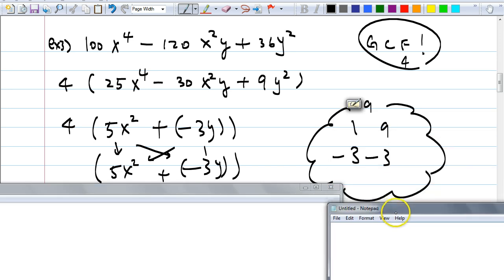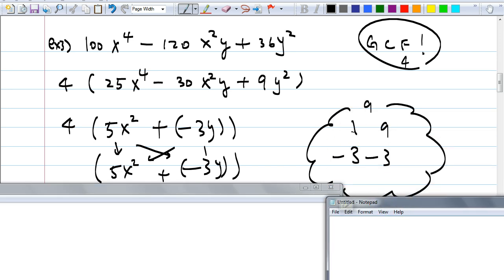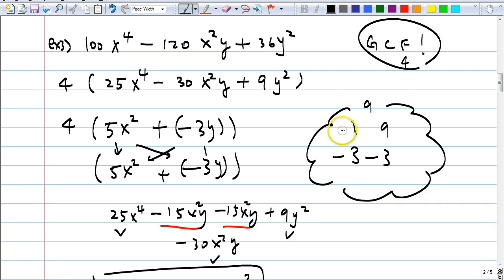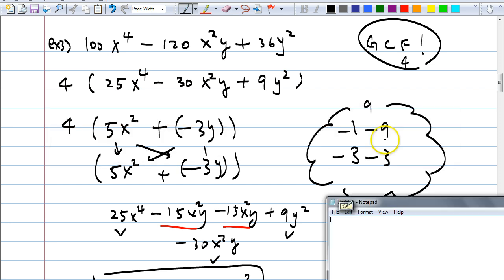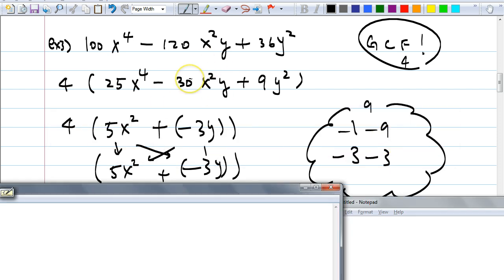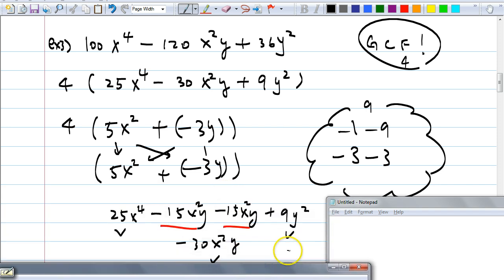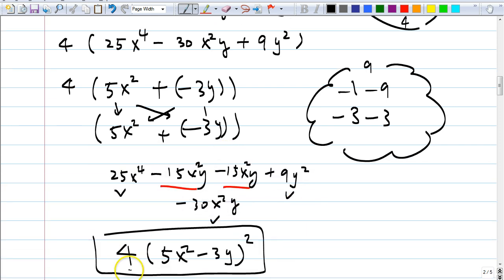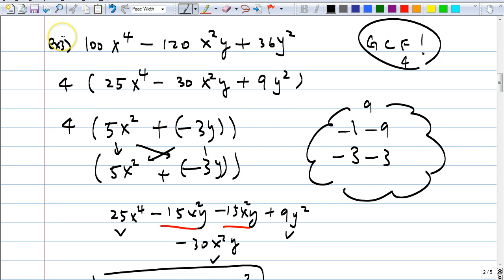Because for 9, there are two ways for this to be true: 1 and 9, or negative 1 and negative 9. By the way, they both have to be negative, because if they're both positive, there's no way it's going to be negative in the middle term. Anyway, what's the answer? 4 times. Here, I check this. Can I forget about this 4? No, you still need it there, otherwise you don't get what we had before.